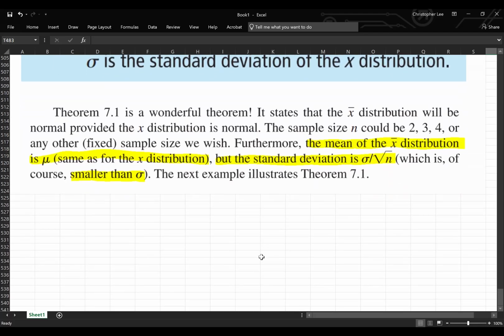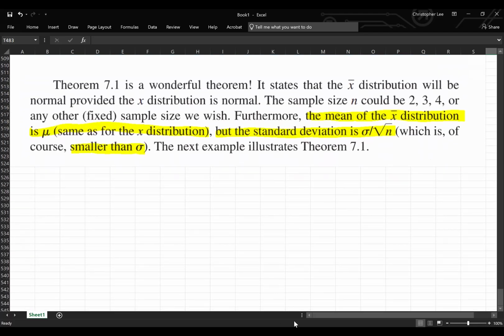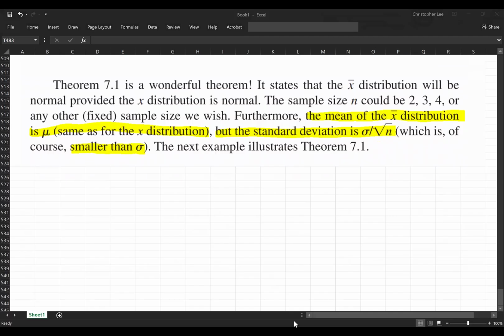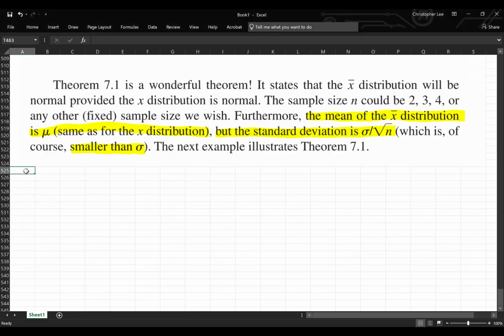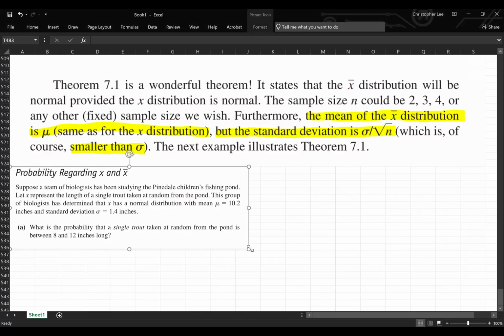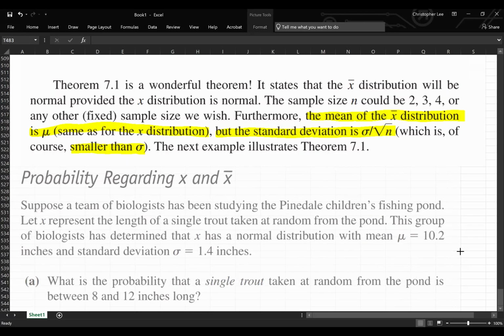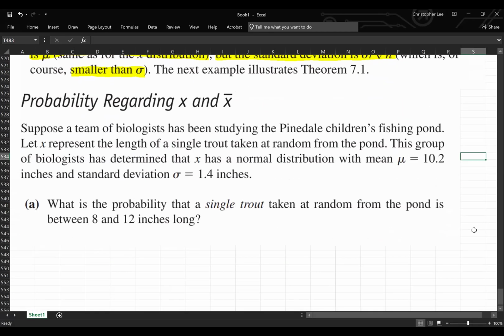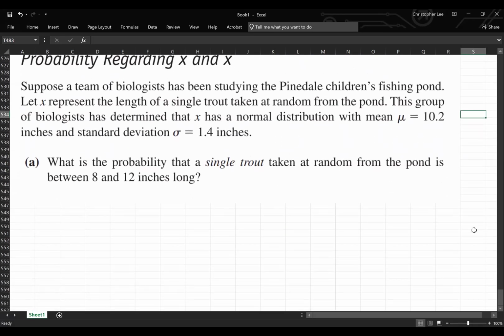So this next example is going to illustrate it. Check this out. This is going to be good. I'm going to give y'all an example. So here we go. Probability regarding X and X bar.